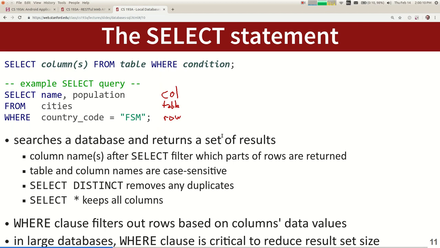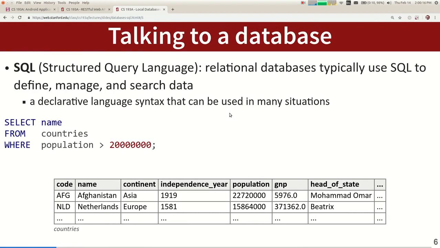But conceptually, from the database's point of view, if you say select whatever from wherever, it will send you back a table of results. The columns of that table will be the ones you asked for. Where the data came from will be the table you asked for. And which rows are in the table will be based on the where clause filter that you specified. Select name from countries where population is greater than this, you'll get back just this one column, all the countries that have that many people in them.